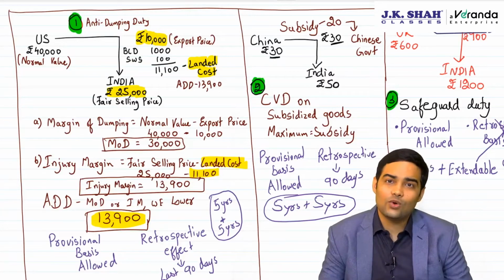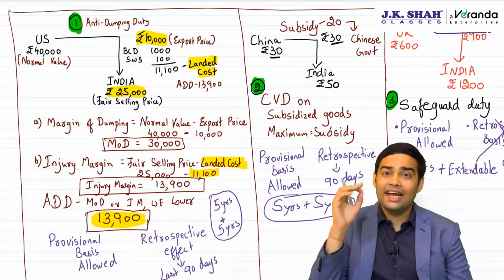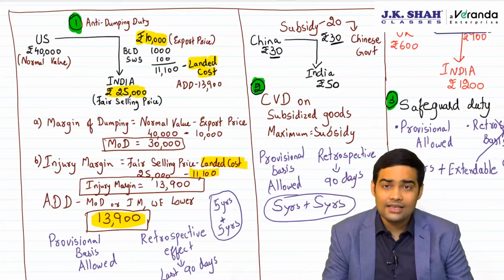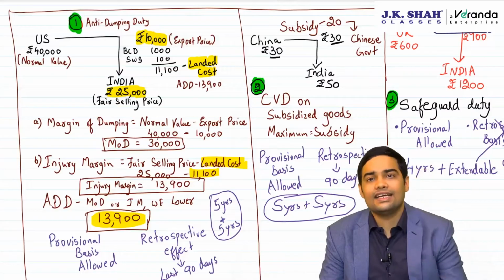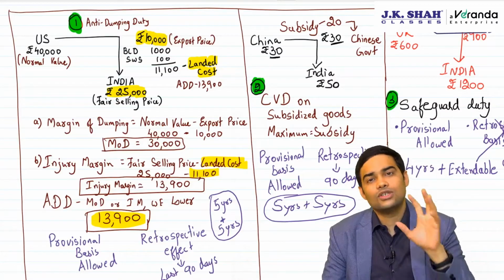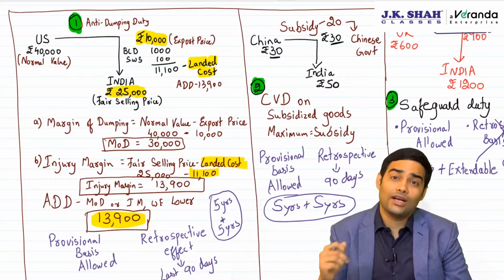Now once a calculation of anti-dumping duty is made, it would be valid for 5 years, plus government can again extend it by 5 years. So the total comes to 10 years. What happens after 10 years?